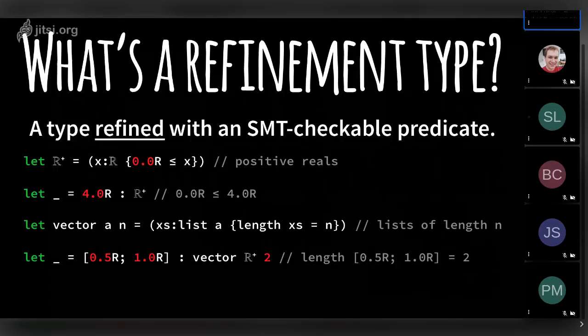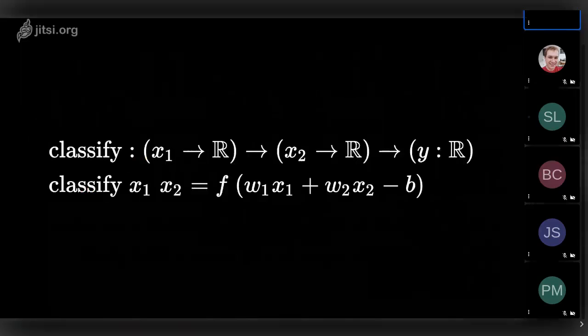We'll be focusing mostly on the F star work here, but I will be mentioning the Liquid Haskell work occasionally. OK, so let's get back to our example and get ourselves a classifier for our pet problem.